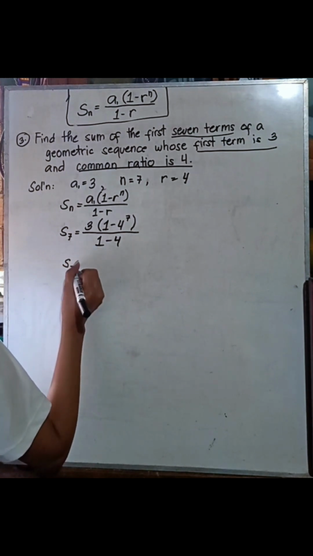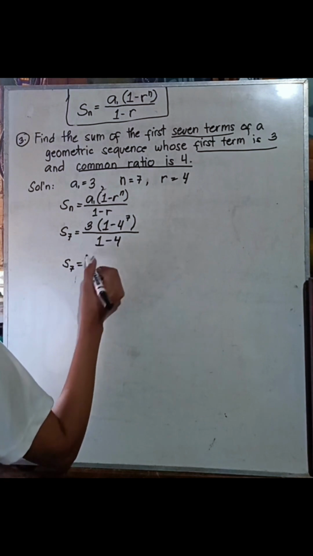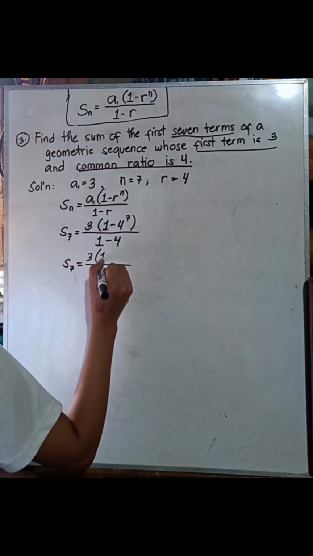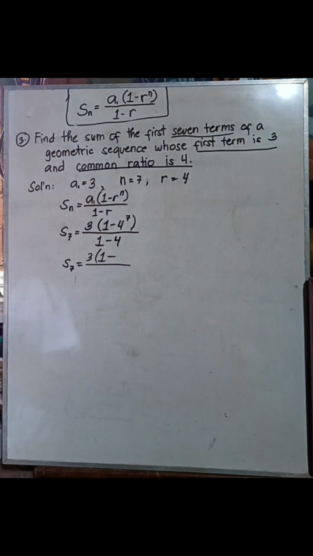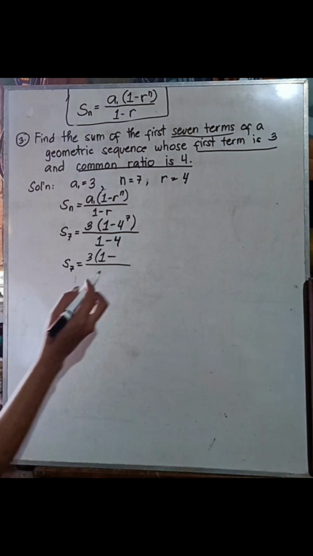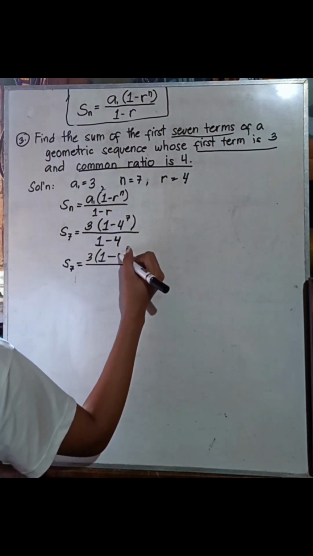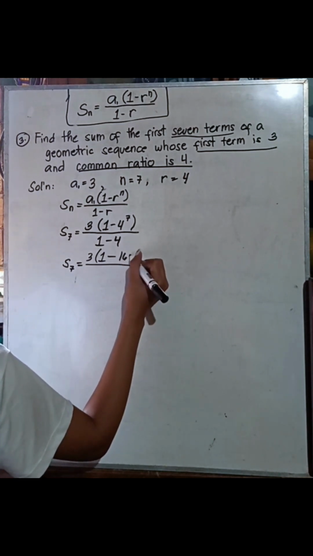Let's solve na. So, copy ang 3, pati ang 1, copy, minus. What is 4 exponent 7? It is equals to 16,000. 4 exponent of 7 is equals to 16,384.